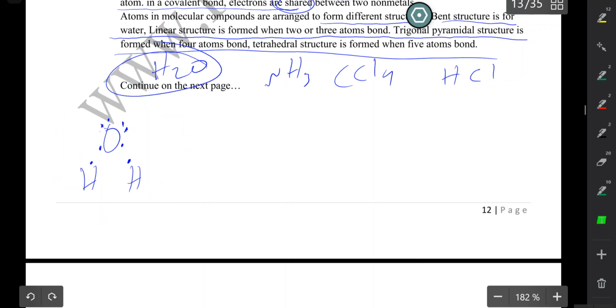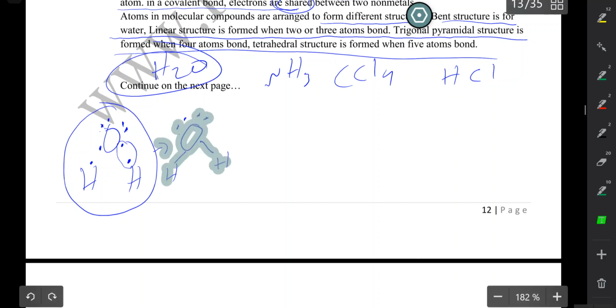Now, if you want to write this with bonds, this is what you're going to do. You're going to do the same thing. The oxygen, the 4 valence electrons are hanging here. And then you want to represent these 2 electrons with a bond. So you're going to say bonds with hydrogen here, bonds with hydrogen here. Done. Now this is H2O.